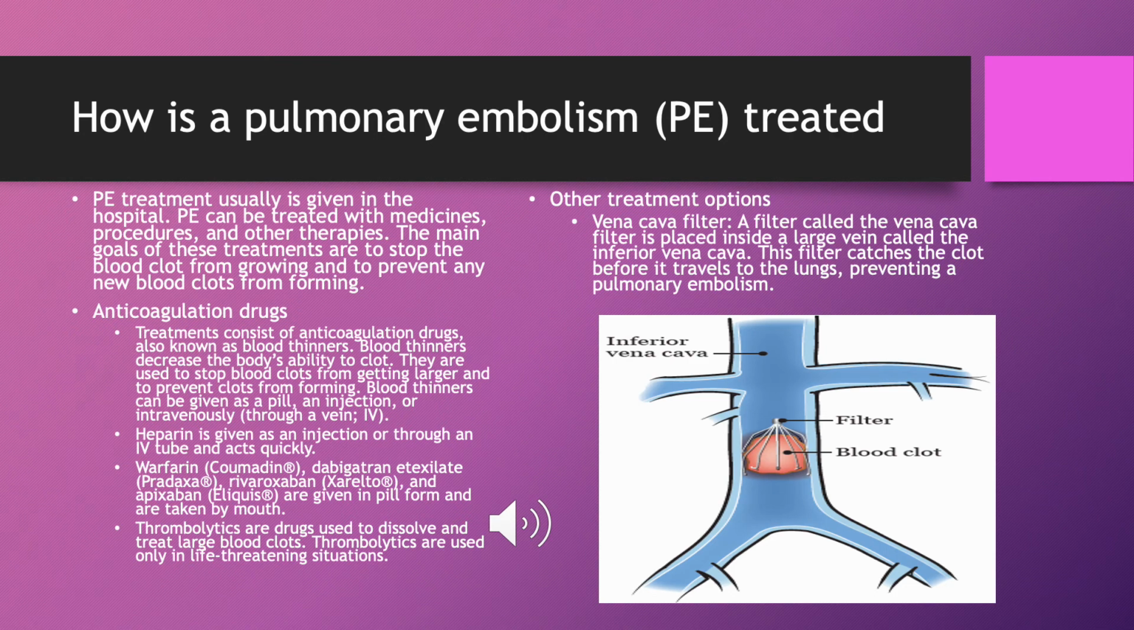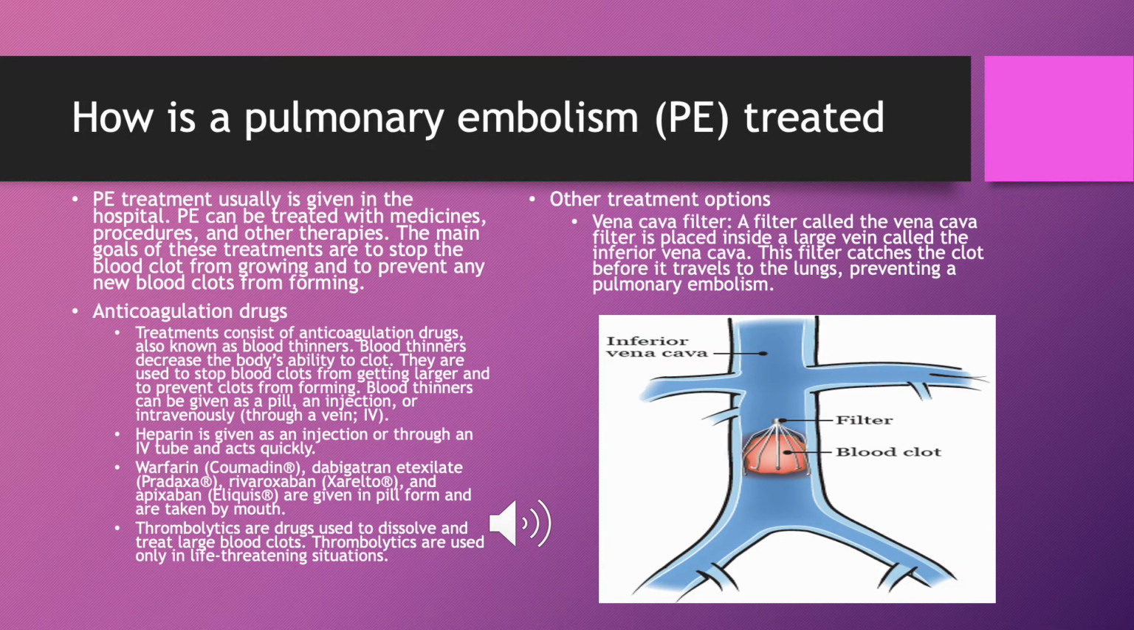Now that you know some of the signs and symptoms of pulmonary embolisms and how they are detected and diagnosed, let's look at how they're treated. A PE is usually treated in a hospital setting. PEs can be treated with medications, procedures, and other therapies. The main goals of these treatments are to stop the clot from growing and to prevent any new blood clots from forming. The main medication therapy would be anticoagulation drugs.